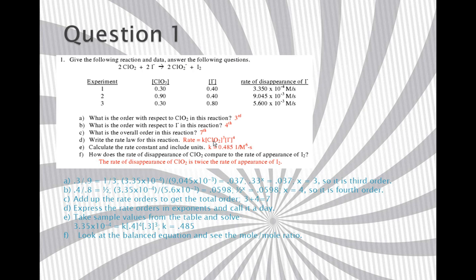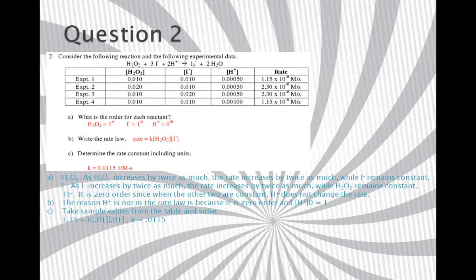Because it's third order, it's cubed, and because it's fourth order, it's to the fourth, that concentration specifically. And also take sample values from the table and solve for part E. So just plug it into the rate law that you just did. I took experiment 1, you can see the math below. And then for F, the rate of disappearance pretty much is based on the mole-to-mole ratio in the balanced equation that you're given, so that's not an issue.